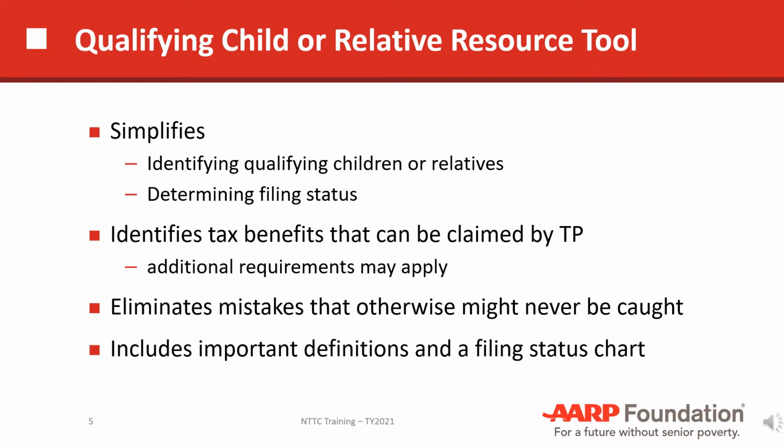So what are some of the benefits to using this resource tool? Well, first of all, it simplifies the process of identifying qualifying children or relatives, and also greatly simplifies the process of determining filing status for a particular taxpayer. It also identifies tax benefits that can be claimed by the taxpayer. Of course, these are subject to additional requirements that may apply depending on what the benefit is. It eliminates mistakes that otherwise might never be caught. It also includes important definitions and a nice filing status chart as well.